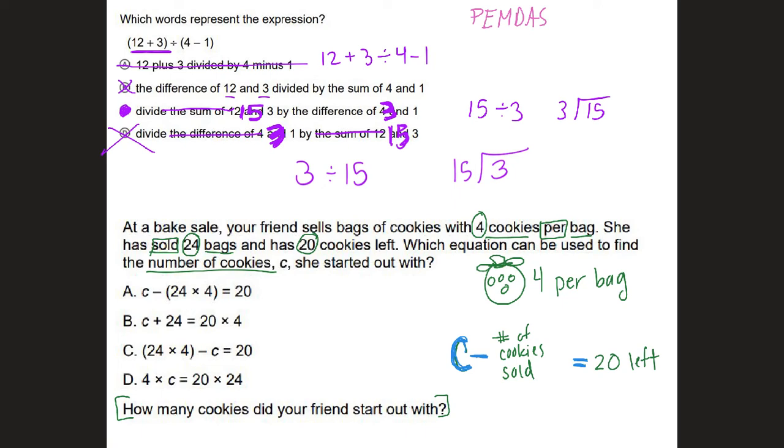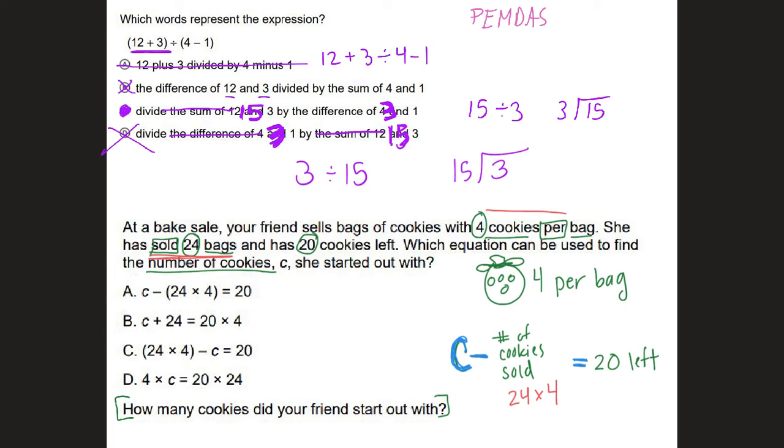So, can we figure out how many cookies she sold? It says she sold 24 bags. Okay, she sold 24 bags, but that doesn't tell me how many cookies. Oh, wait. Here it says that there are 4 cookies per bag. So I know I'm going to multiply. The word per is also a clue that you're going to multiply. So I have 24 bags times 4 cookies in each bag. That's how many cookies she sold.